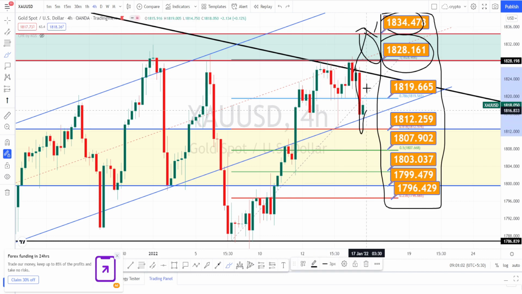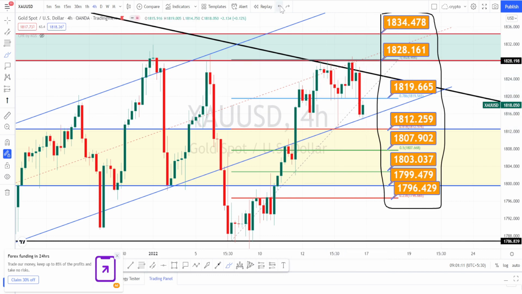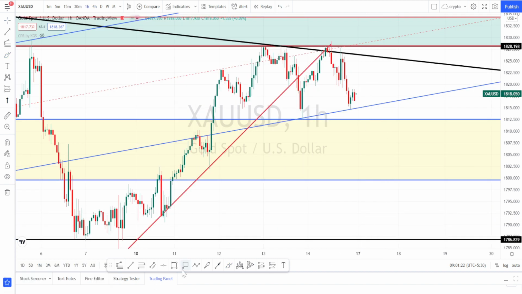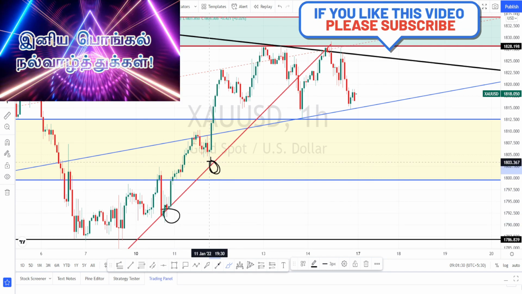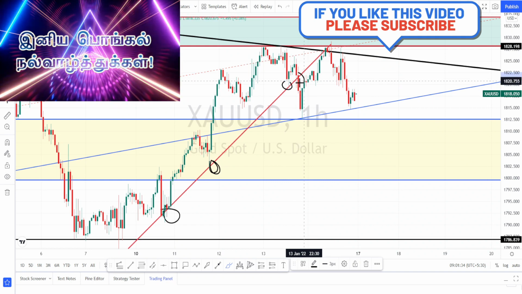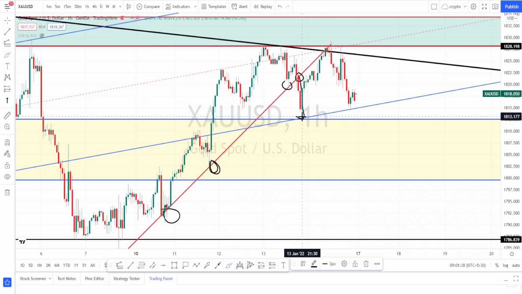Currently the market is in a sideways. Let us do the analysis in hourly time frame. I am in hourly time frame now. So here in hourly time frame I have drawn the trend line. It has properly respected this trend line and gave a breakout at this level and retest and tested this support level of 1812 and bounced back.